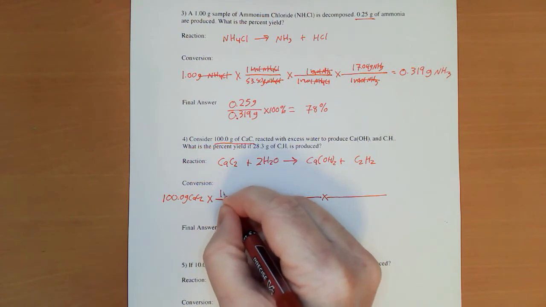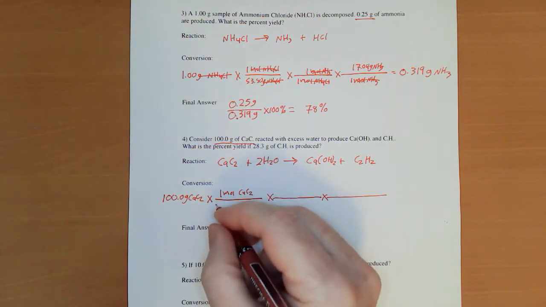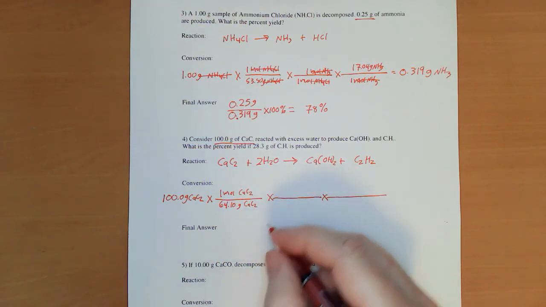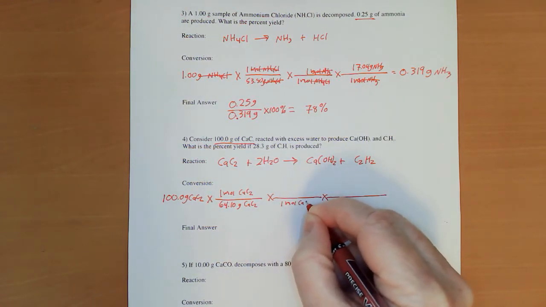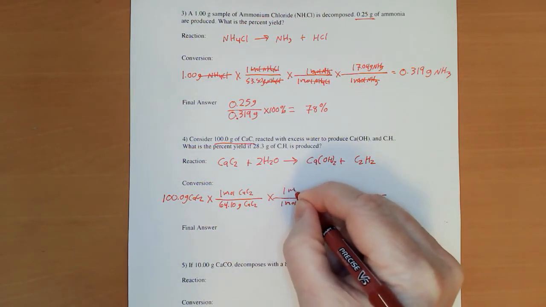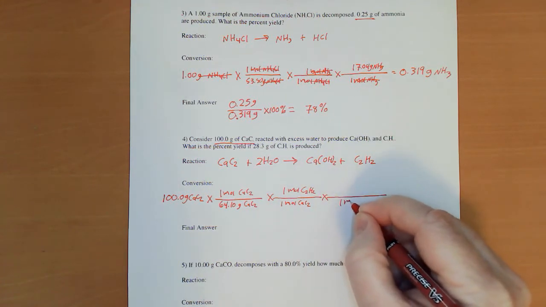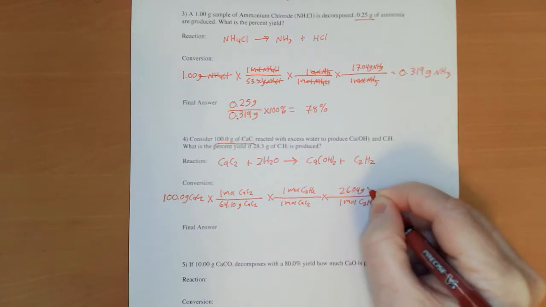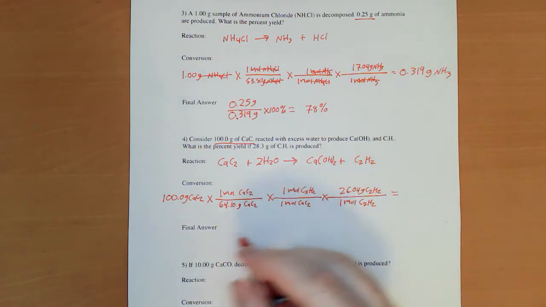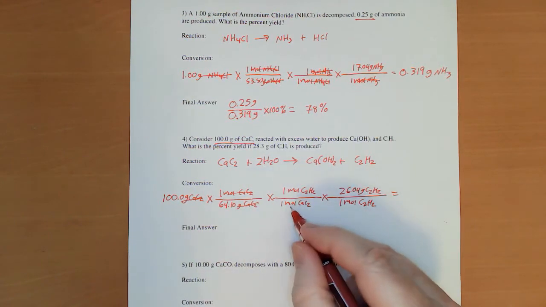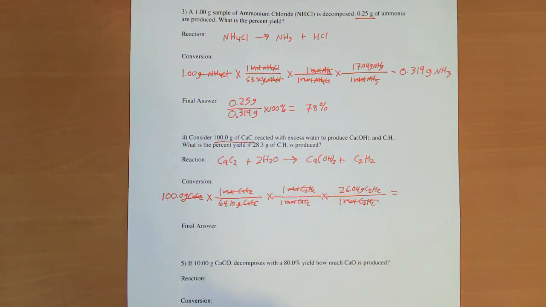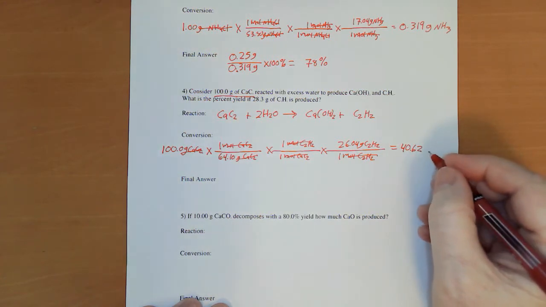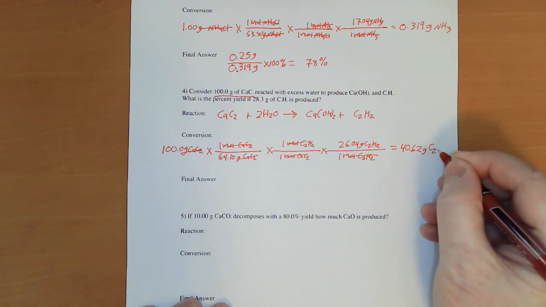So 1 mole CaC2. I added up a molar mass of 64.10 grams of CaC2. 1 mole of CaC2 gave me 1 mole C2H2, and 1 mole of C2H2 had a molar mass of 26.04 grams of C2H2. That canceled out, that canceled out, and that canceled out. Okay? On my calculator, I got 40.62 grams of C2H2.